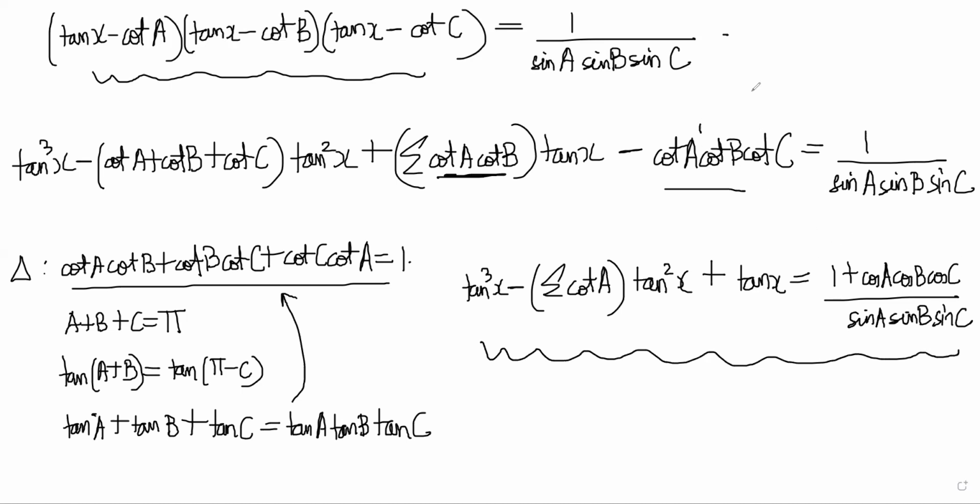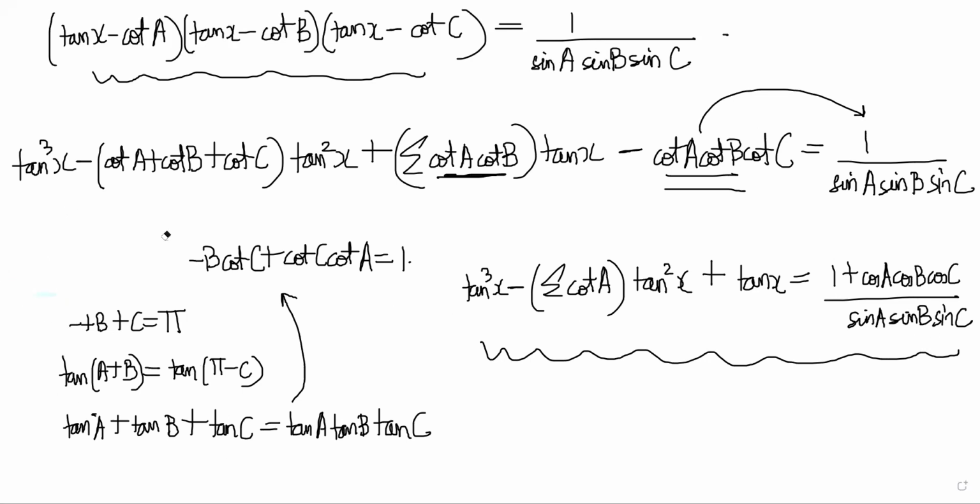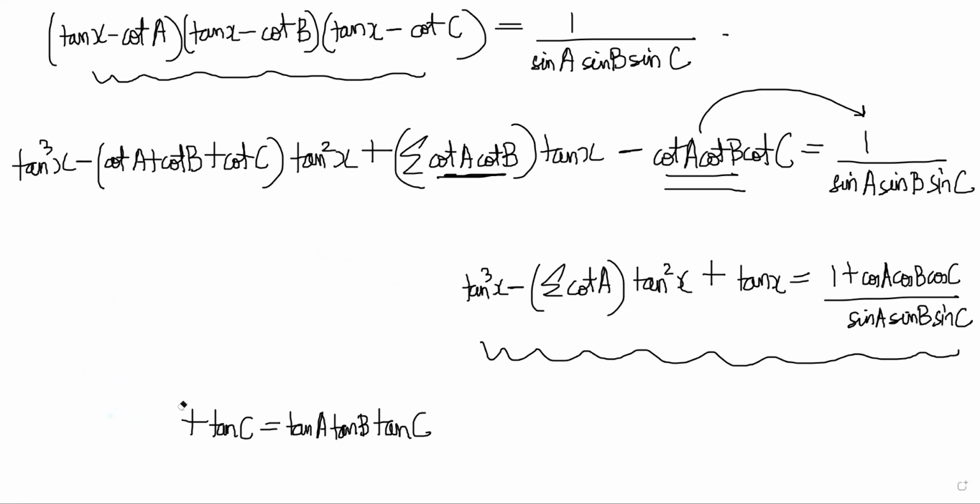What have I done here? I have taken this on the other side and I've just written all the cots as cos by sin. If you do that, you will get 1 plus cos A cos B cos C by sin A sin B sin C. Now, there is one key step here where we will be utilizing our knowledge of triangles. So let's see what is the value of cot A plus cot B plus cot C. Let's try to simplify that, right? So let's call K equal to cot A plus cot B plus cot C.